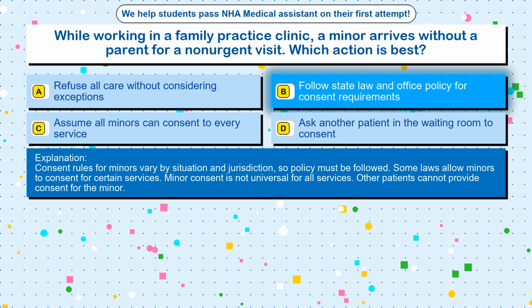Consent rules for minors vary by situation and jurisdiction, so policy must be followed. Some laws allow minors to consent for certain services. Minor consent is not universal for all services. Other patients cannot provide consent for the minor.